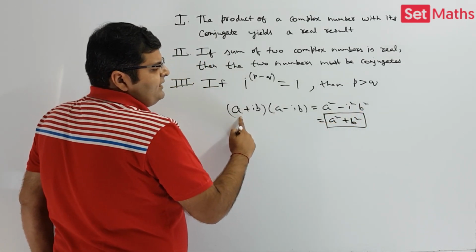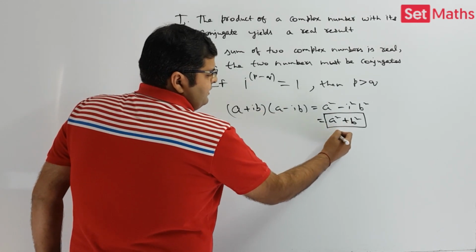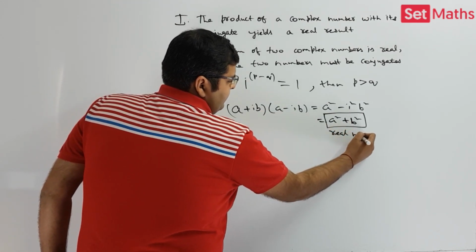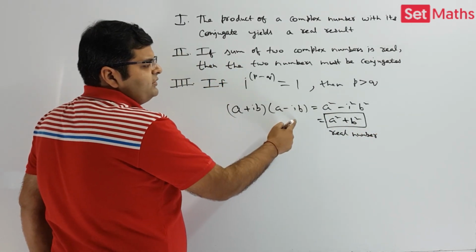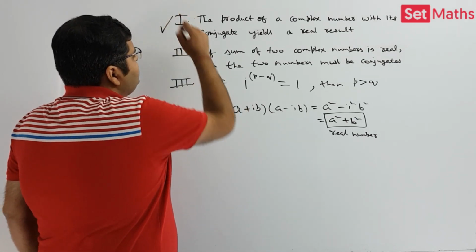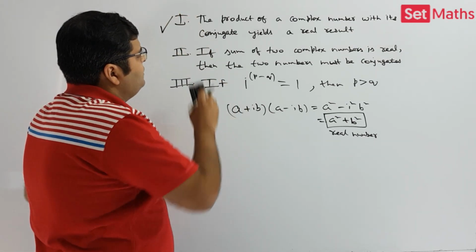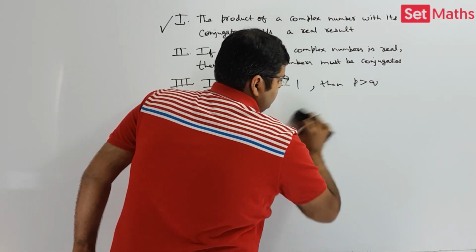So a plus ib times a minus ib equals a square plus b square, which is a real number. So the product of a complex number with its conjugate will always give me a real number. So statement 1 is correct. Statement 1 is true. So we have put a tick here for statement 1 because it is true.